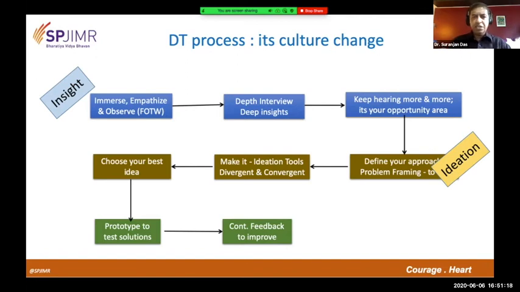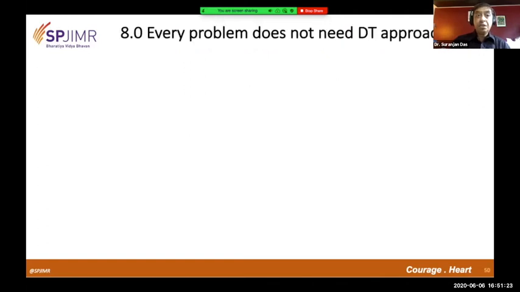It begins inside the ideation tool, and finally the impact. This is very important. People do ask me this question. What's the time check? Yeah, 5:41. I have 8 minutes to go. Does every problem need a design thinking approach? The answer is no. Definitely not.